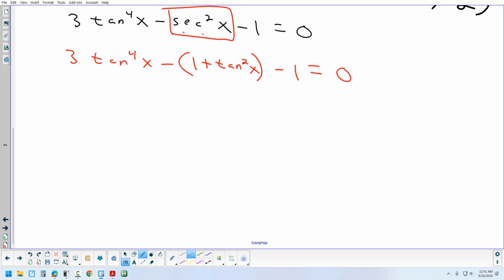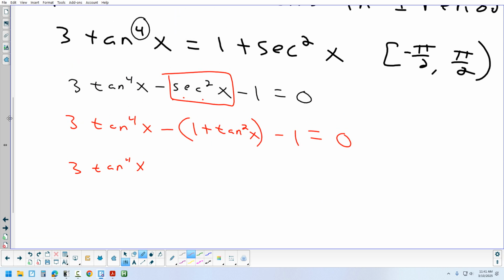So we've got 3 tangent to the 4th x. What's negative times 1? -1. So we have -1 and another -1. How much is that? -2. I want that at the end. I always want the constant right there. And then what's negative times tangent squared? Negative tangent squared. Now we have all tangents. That's good.